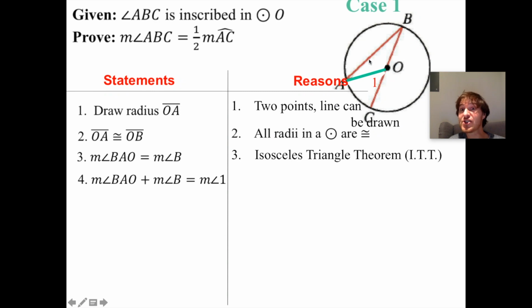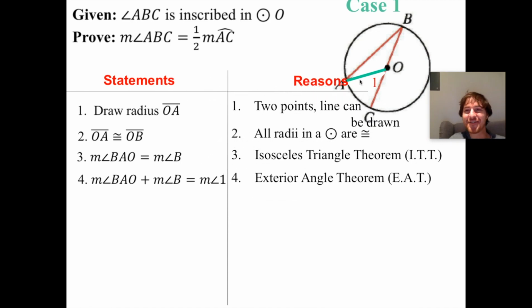So remember, this is an interior angle. It's supplementary to angle 1. These are the remote interior angles of this exterior angle. So there it is. Number 4 is the exterior angle theorem. And the exterior angle theorem is great for this one because we're comparing measure of angle ABC to the central angle, which is going to measure minor arc AC right there. Okay, so that's good. But wait, in step 3, we said that measure of angle B also equaled measure of angle BAO. So what can we do? We can substitute measure of angle B.